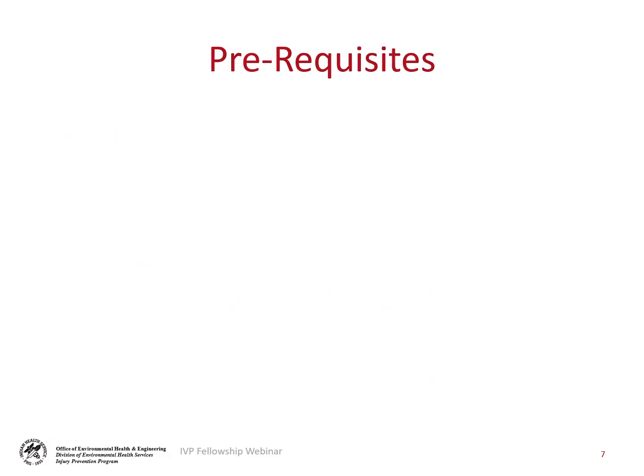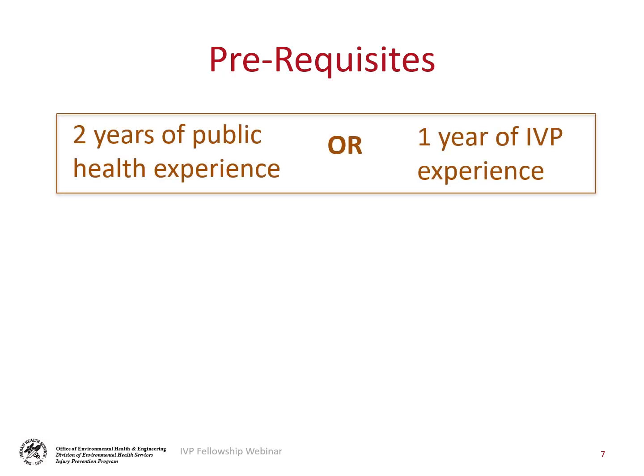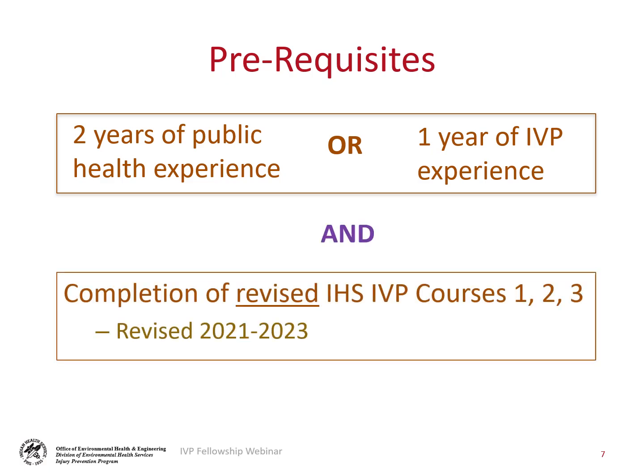The following prerequisites must be completed or obtained by the time of application: at least 2 years of experience in public health or at least 1 year of experience working in injury or violence prevention, and completion of the revised curriculum for the IHS IVP courses 1, 2, and 3. This means having taken the courses that were offered starting in 2021.